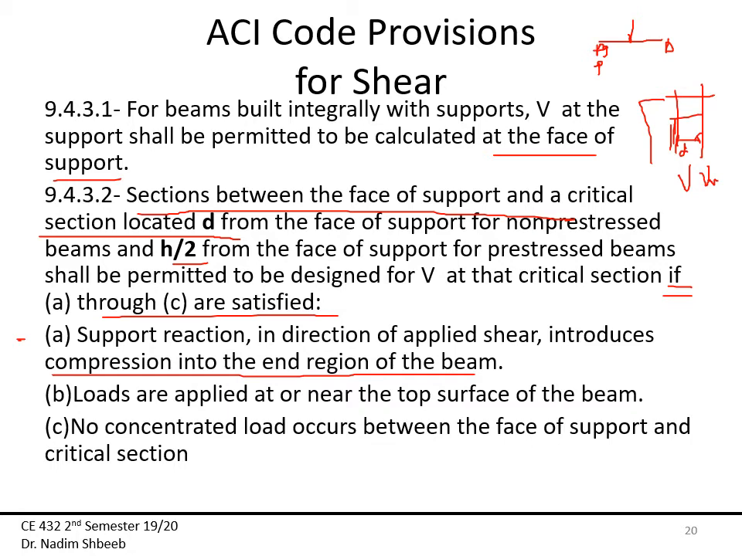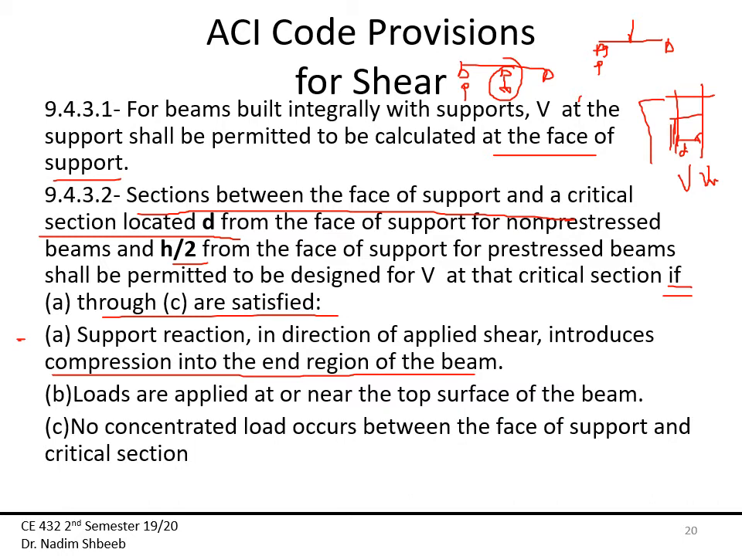So let's assume I have a continuous beam like that, and then this column actually settles down. Then what will happen here is my reaction now will point downward instead of upward like this. So in this case, I will be introducing tension in the beam, and at that particular time I'm not allowed to take the ultimate at d. In this case I will take it at the face of the column.